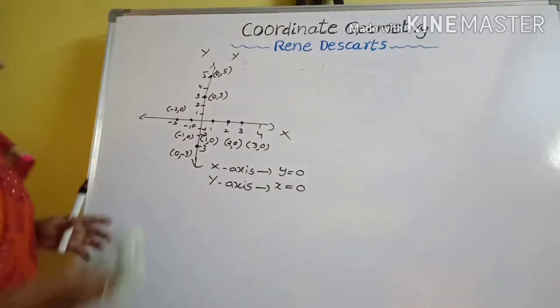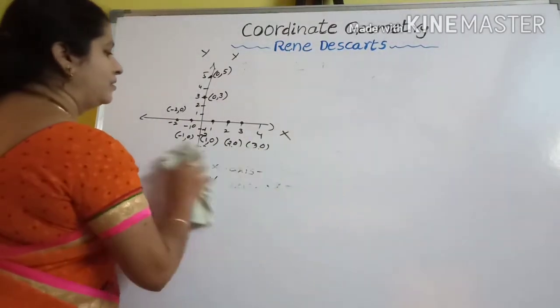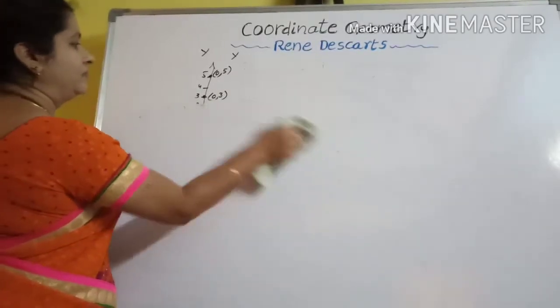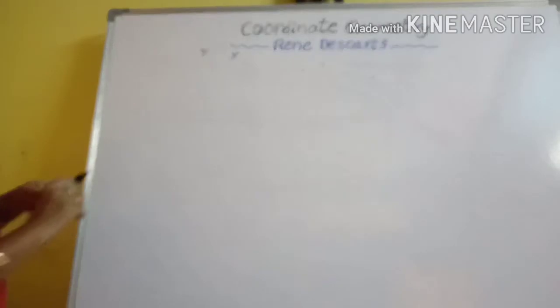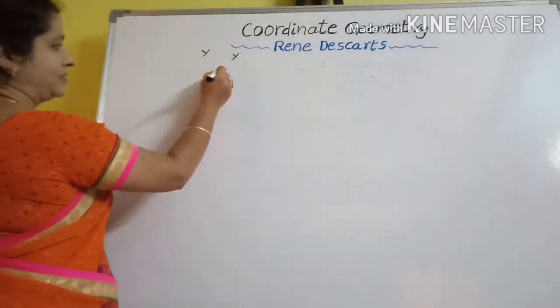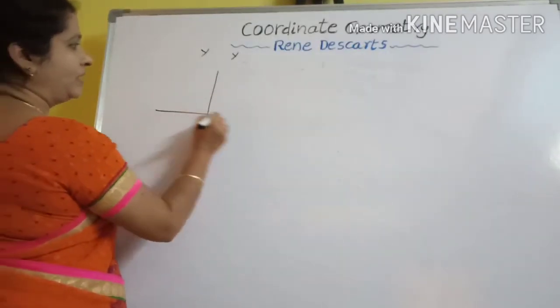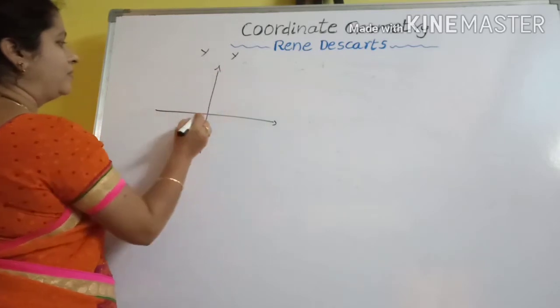Next point. The line joining the points parallel to the x-axis.